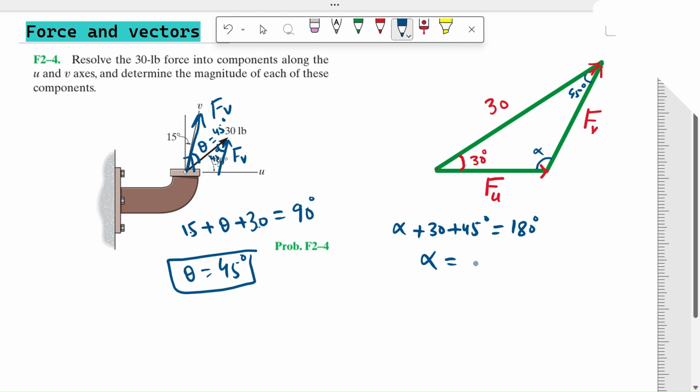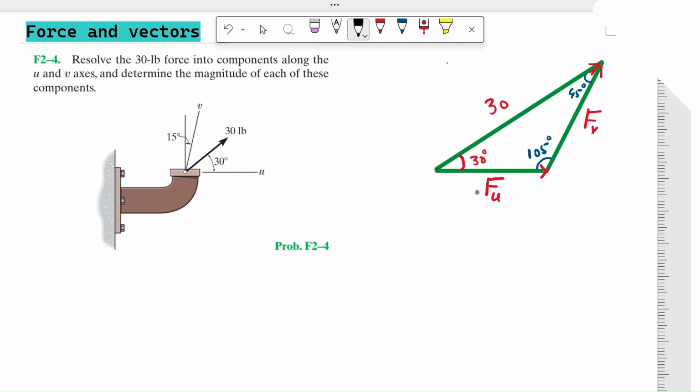So we'll get 105 degrees, after calculation, basic mathematics. So after calculation, we got this angle will be 105 degrees. So we have all the angles. By just applying sine law, we can easily determine the value of Fu and Fv.